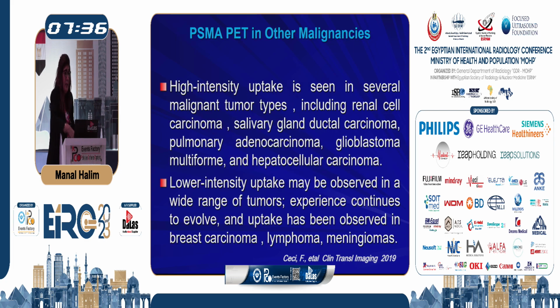PSMA PET in other malignancies: high intensity uptake is seen in several malignant tumor types, including renal cell carcinoma, salivary gland ductal carcinoma, pulmonary adenocarcinoma, glioblastoma multiforme, and hepatocellular carcinoma. Lower intensity uptake may be observed in a wide range of tumors as experience continues to evolve, and uptake has been observed in breast carcinoma, lymphoma, and meningioma.